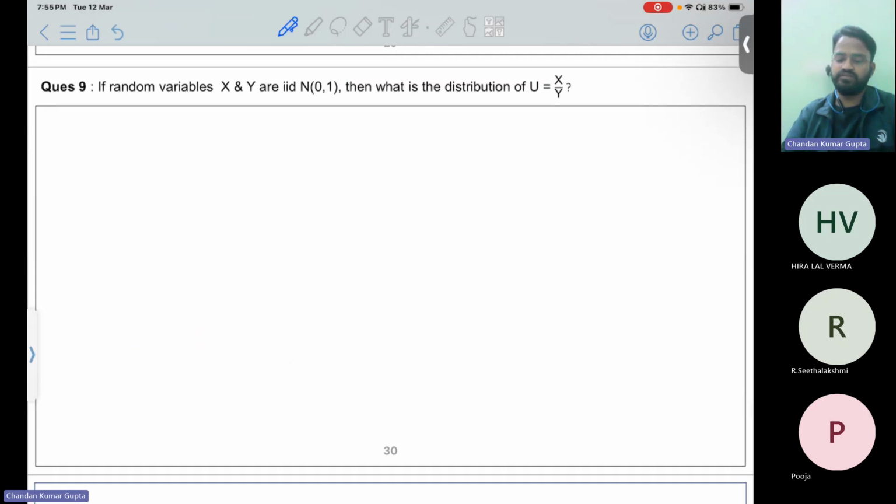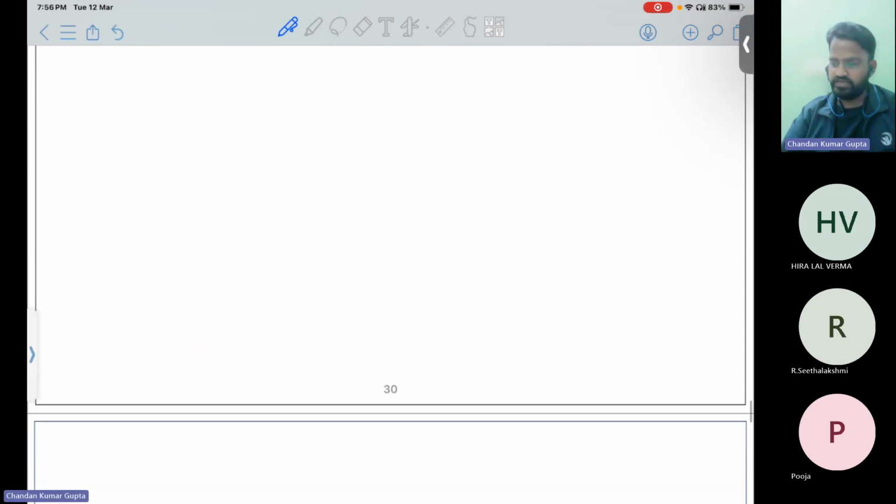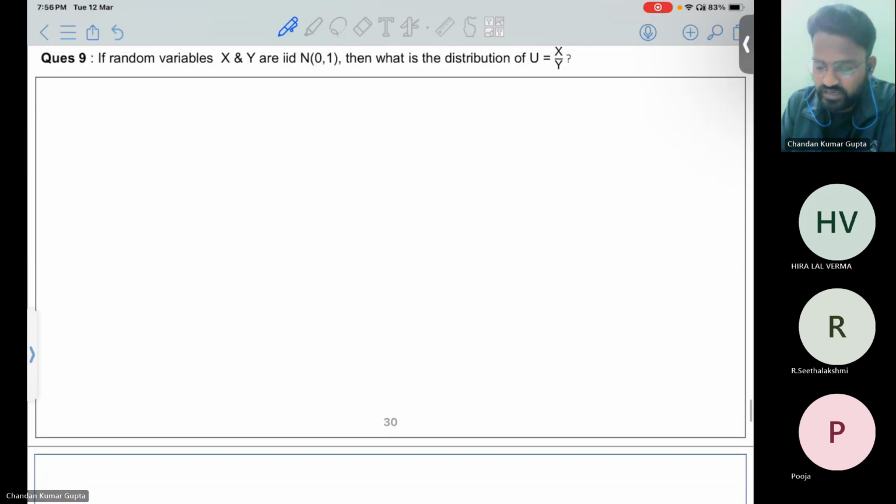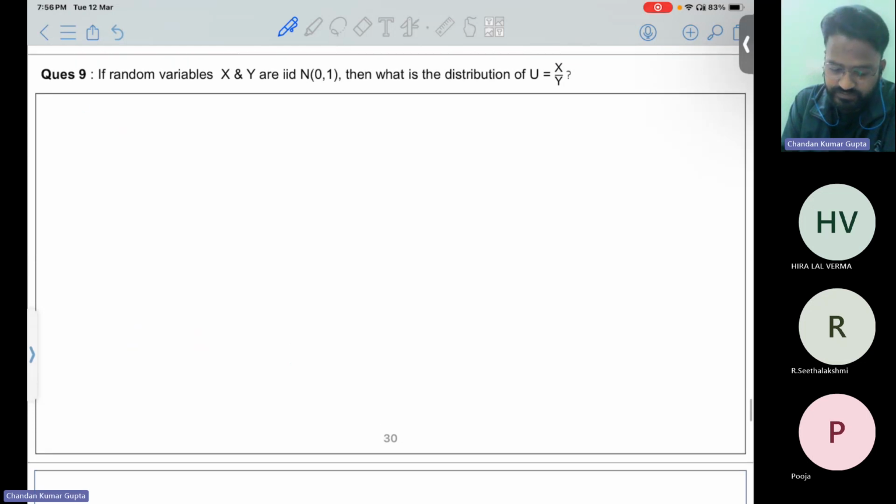Now the next question is again a question of transformation. If random variables x and y are IID normal 0, 1 distribution, then what is the distribution of u, which is equal to x by y? Here x follows normal and y also follows normal.